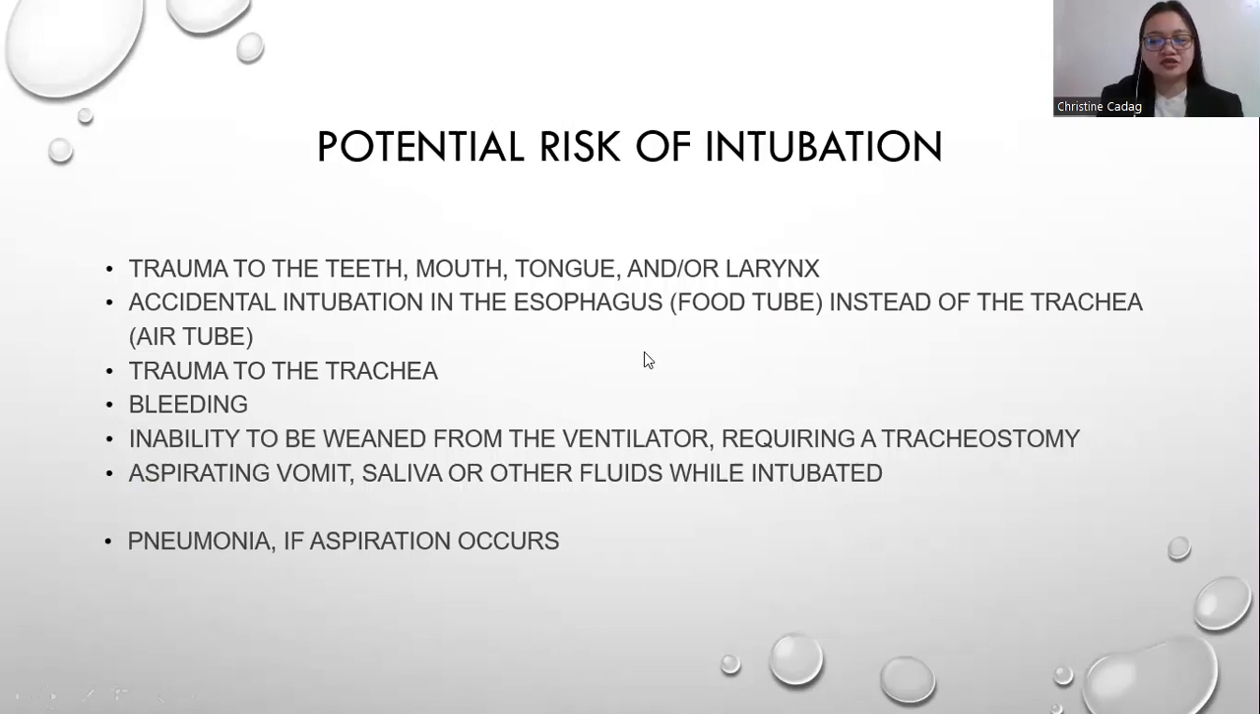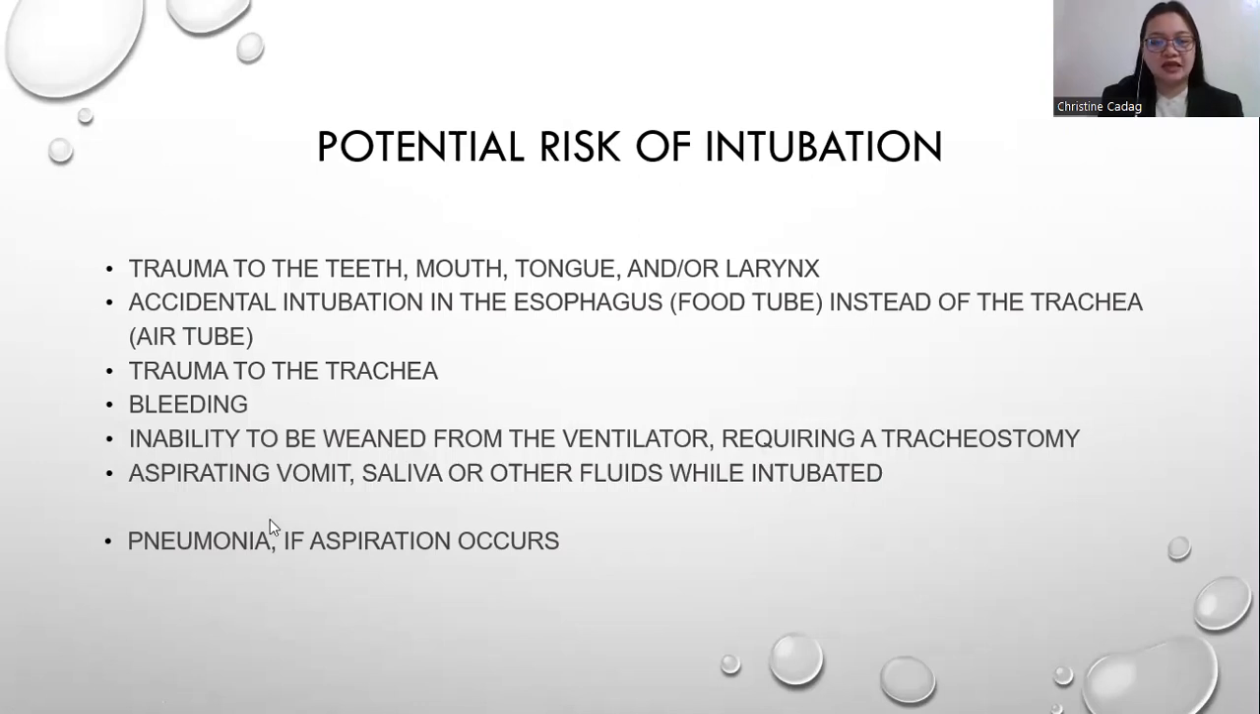Next is accidental intubation in the esophagus, or what we call esophageal intubation. The ETT should be placed in the air tube, or the trachea, and not in the esophagus. If there's an accidental esophageal intubation, you can see that during ambu bagging, the abdomen of the patient is increasing in size. So if esophageal intubation happens, you need to remove the tube and reinsert another tube.